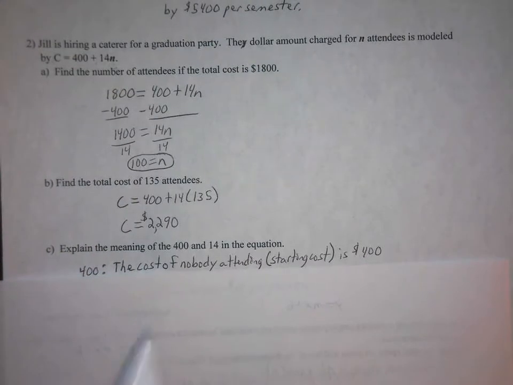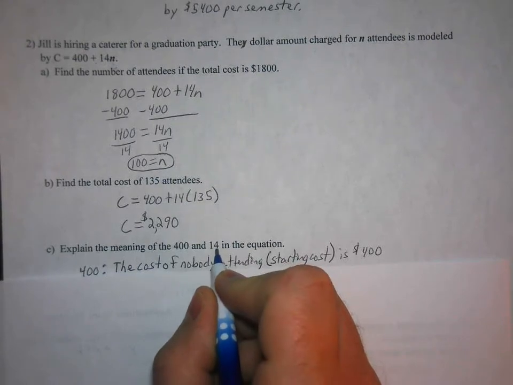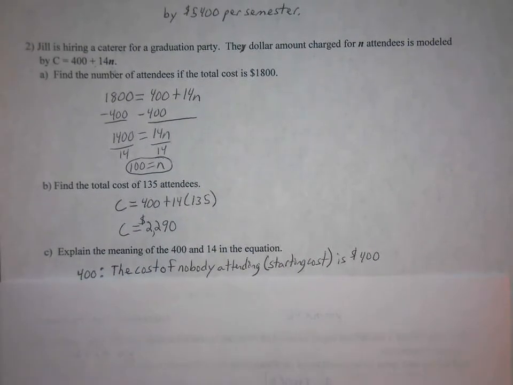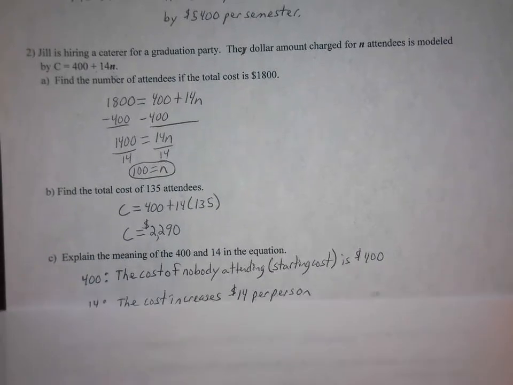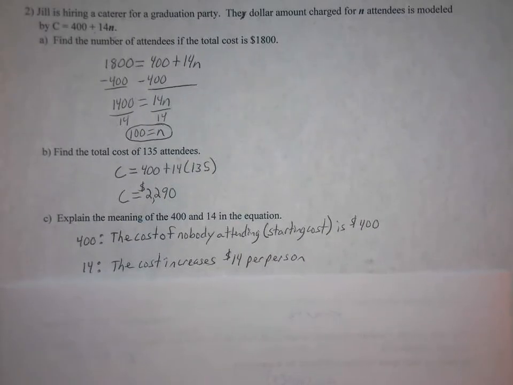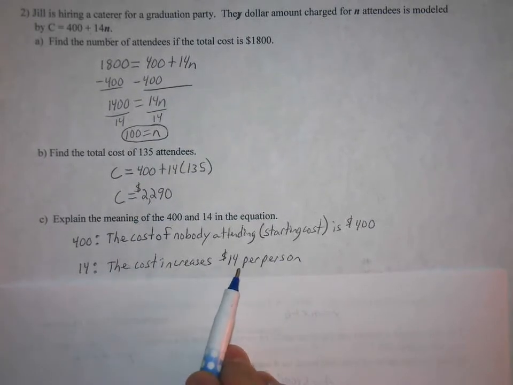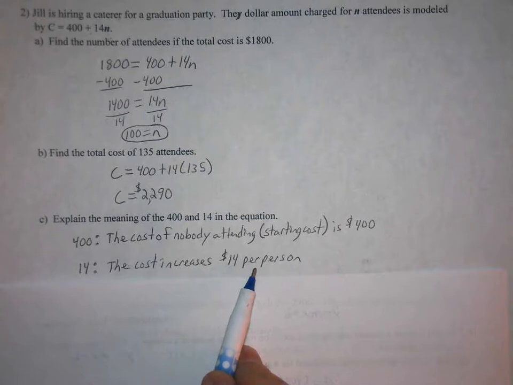So what that 14 is telling you, it's the slope or the rate of change, but more specifically in the context of the question, each person that shows up is going to cost $14. Okay, so the total cost increases by $14 per person. So that's how you would explain the 14.